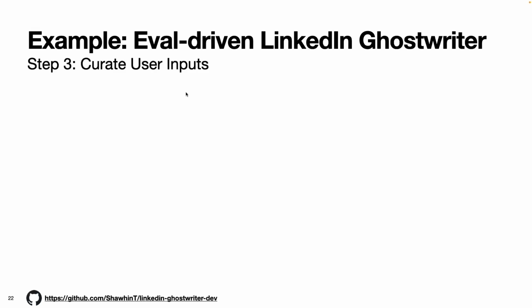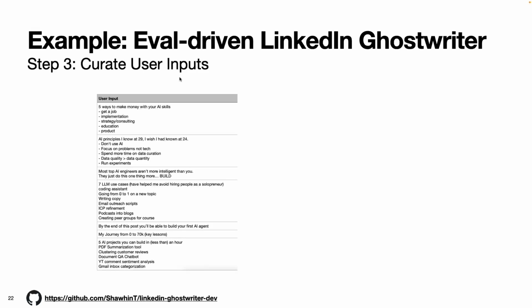Now that we have the LLM judge and our code-based eval as well, we can go to step 3, which is to curate user inputs. Here, I have a set of 49 realistic LinkedIn post ideas, which I just wrote out manually and also grabbed from the past. I have a Notion database full of past LinkedIn post ideas, and I was able to grab some of them from there.